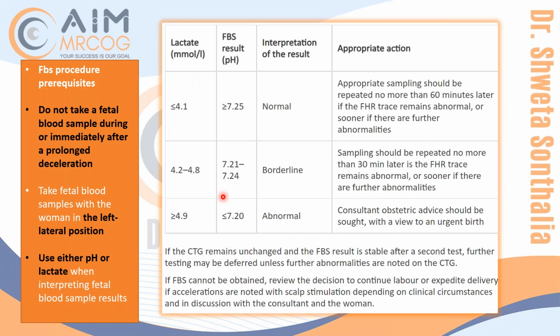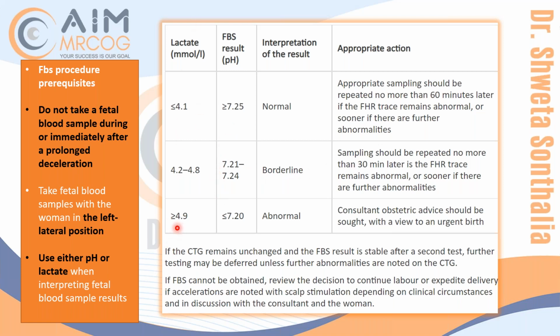How to interpret the fetal blood sampling? Either they will give you pH or they will give you lactate level. So in exam, if they give you pH, you have to look for, again, how to remember the upper limit, lower limit, and the middle automatically comes. So less than or equal to 7.2 is bad, more than or equal to 7.25 is normal, anything in between is borderline.